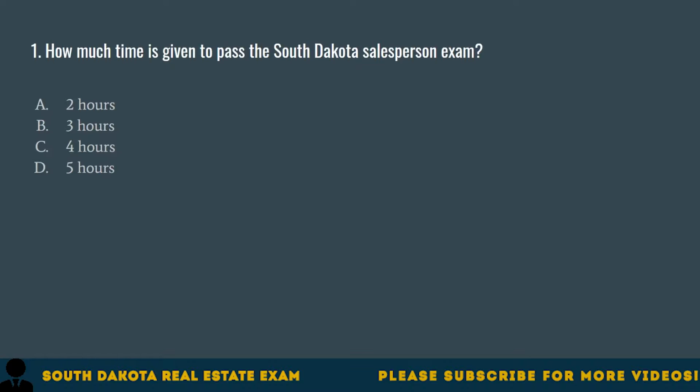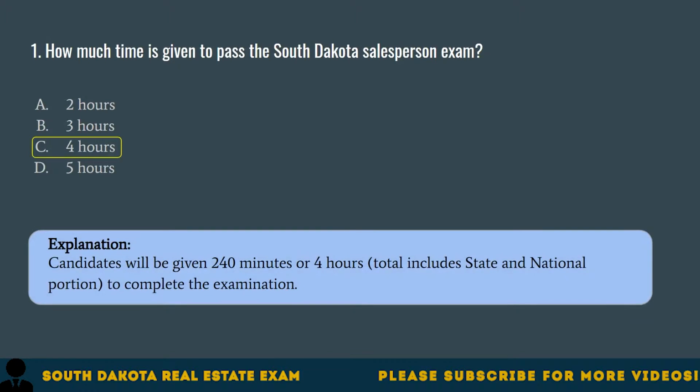Question 1. How much time is given to pass the South Dakota salesperson exam? A. 2 hours. B. 3 hours. C. 4 hours. D. 5 hours. The correct answer is C. 4 hours. Candidates will be given 240 minutes or 4 hours. Total includes state and national portion to complete the examination.